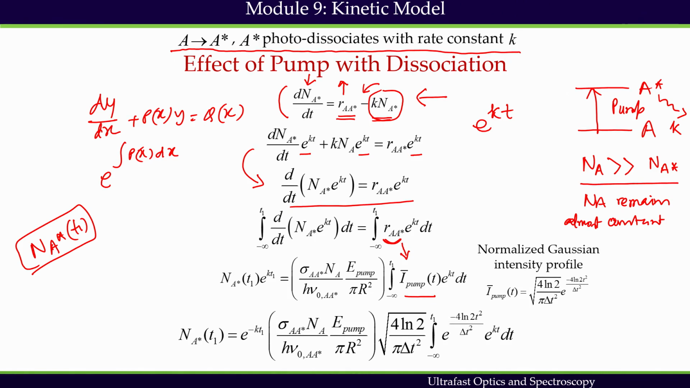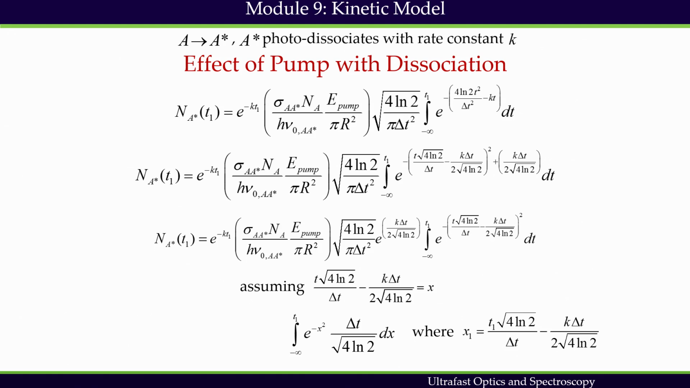After integrating, we get this expression, and with a little bit of rearrangement, the term 4 ln 2 t square divided by delta t square minus kt can be written as follows.